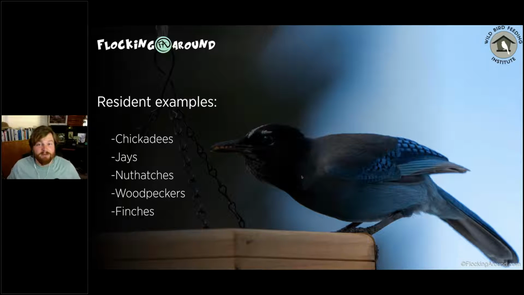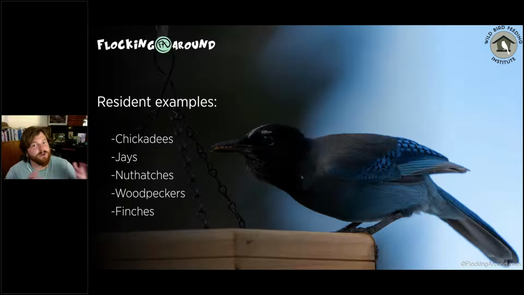So examples of species that might be residents wherever you are. Chickadees are a great one, whether you live in black-capped chickadee territory or Carolina chickadee territory or chestnut or boreal, whatever it is, your chickadees are likely year-round residents. Whatever the species is, they're probably there much of the time. Same for jays, blue jays, Steller's jays, although sometimes Steller's jays will move up and down in elevation depending upon the season. Scrub jays, whatever your jays, they're likely there all year.